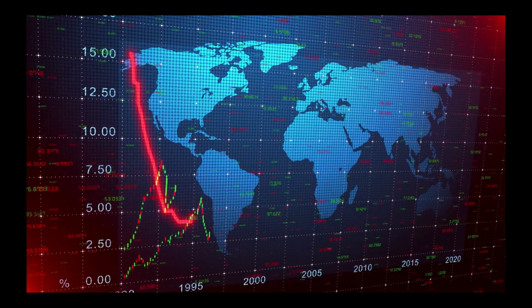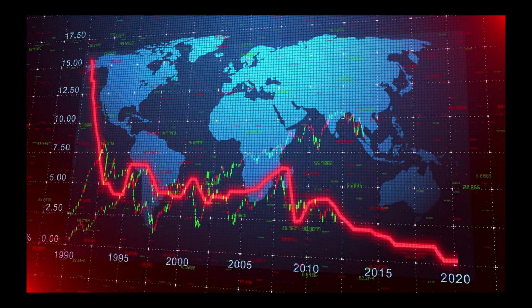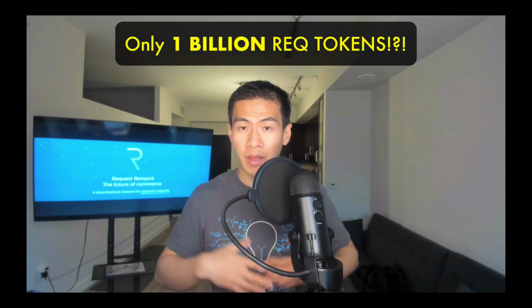So with the Request token, every time a network transaction is made, Request token is burned. Yeah, you heard that right. It's deflationary, and there's only 1 billion Request tokens. Now, the amount burned will be adjusted as usage of the network increases. The cost for using the network platform is expected to be around 0.05% to 0.5% of the transactions, and that percentage will decrease as the volume of transactions increases. So you don't have to worry about running out of tokens, because they have that figured out.